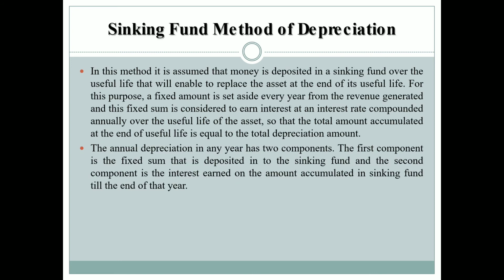So the fourth one is the sinking fund method of depreciation. In the sinking fund method, if an equipment has a lifespan of 10 years, then every year a fixed amount is deposited. So at the end of the 10th year you will get some amount, and that should be equal to the rate at which you bought the equipment at the beginning itself.